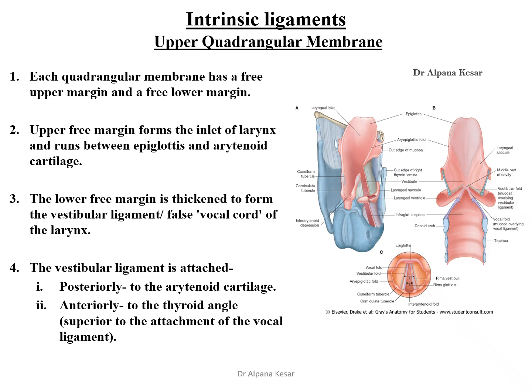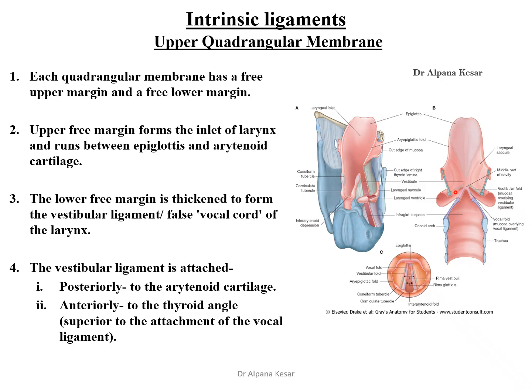The second intrinsic ligament is the upper quadrangular membrane. This is the upper quadrangular membrane. The upper quadrangular membrane has an upper free margin and a lower free margin. The upper free margin forms the inlet of larynx and extends between the epiglottis in front and the arytenoid cartilage behind.